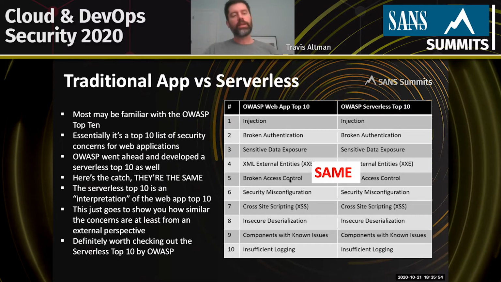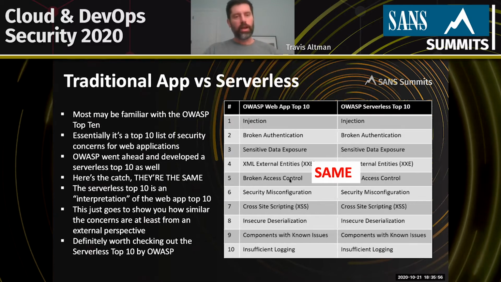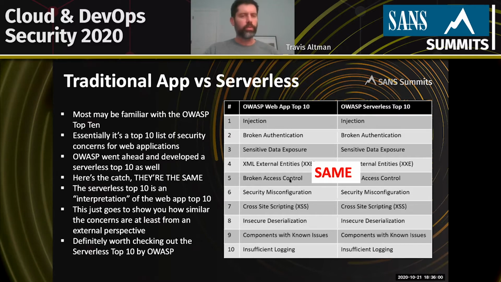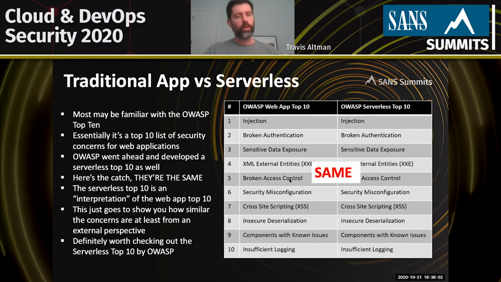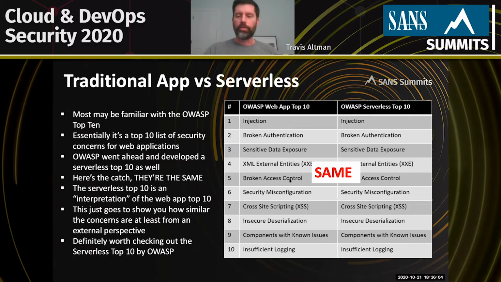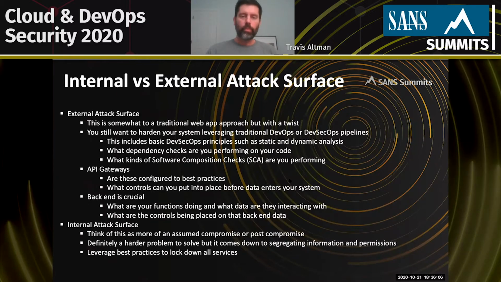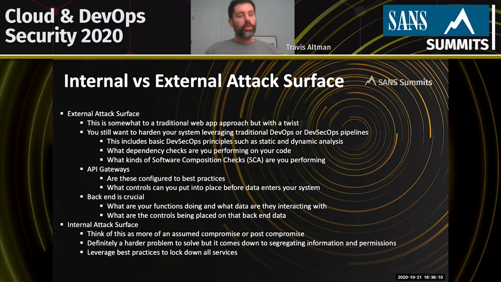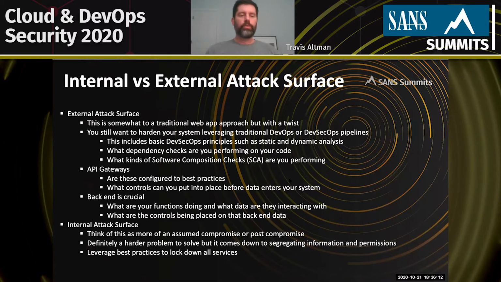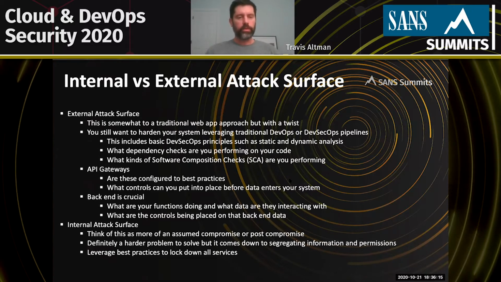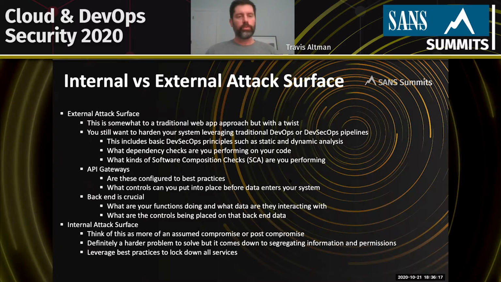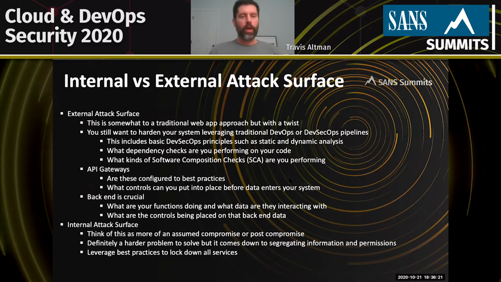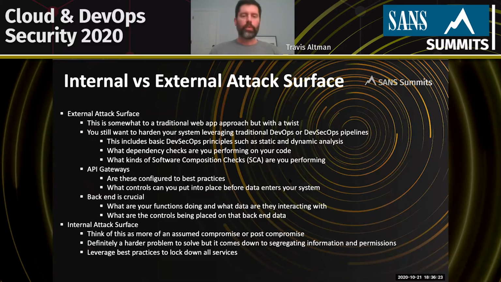But I'd say the takeaway from this is that it turns out the approaches to application security remain the same, whether it's traditional versus serverless, although there are some things you want to keep in mind, and I'll go into those further. So I want to briefly highlight the internal versus external, and we'll dig into them. But what you can think about for external attack surface is that it's somewhat traditional to a web app today, but with a slight twist.